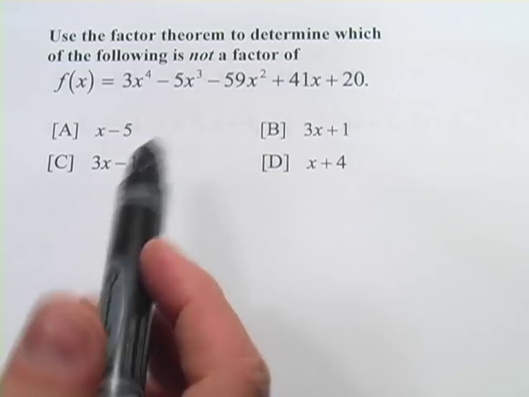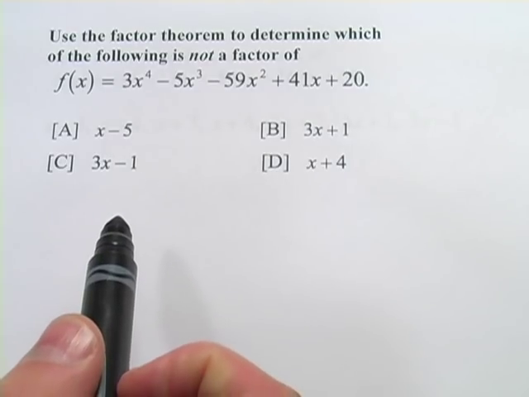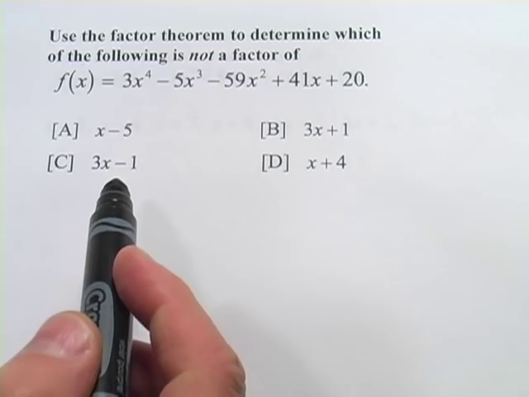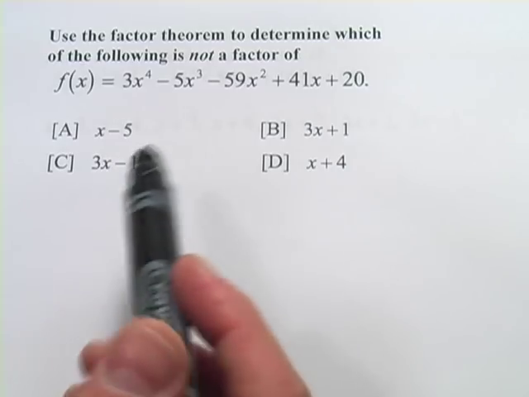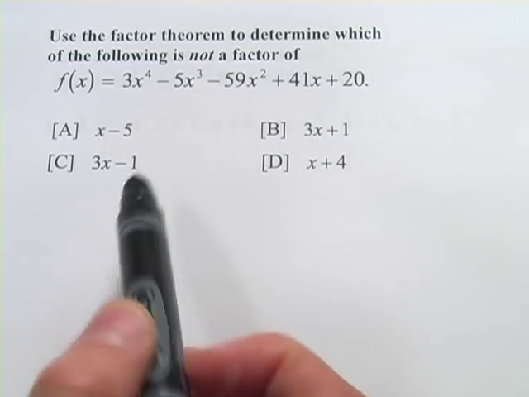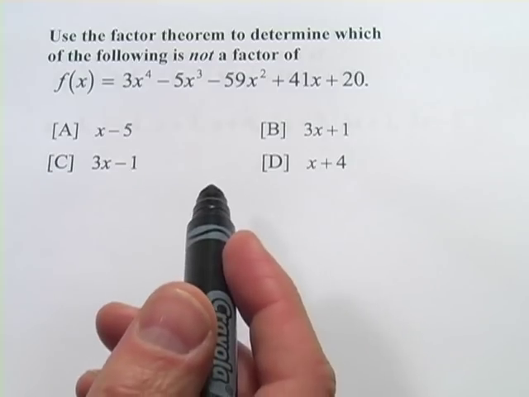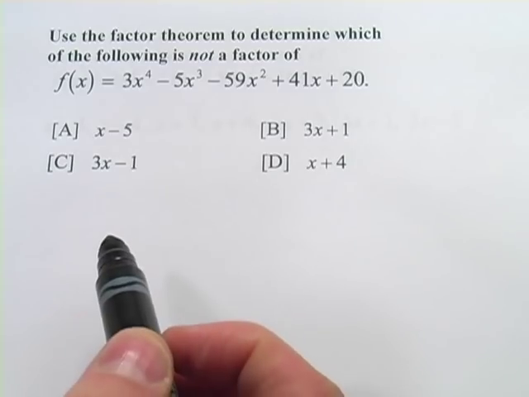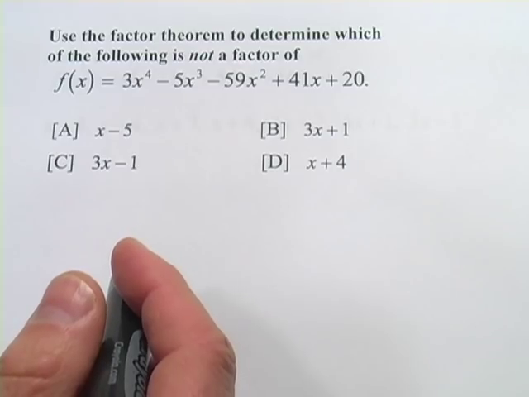In these problems, we're using something called the factor theorem, and there's nothing too earth-shattering about it. What it basically says is that if something is a factor of a function, and you divide the function by that factor, you'll get 0 for a remainder.